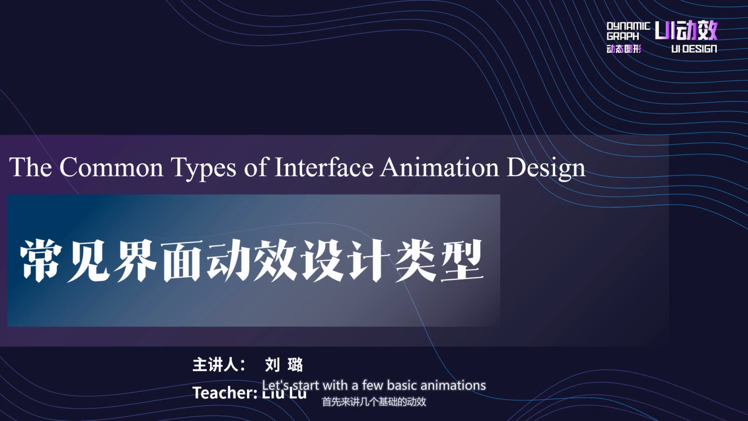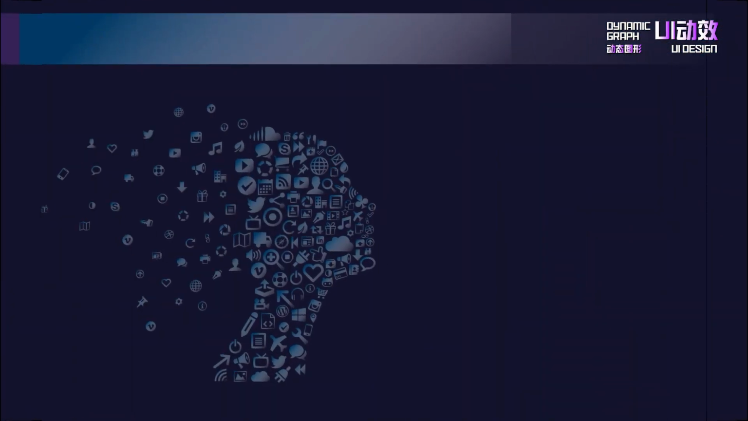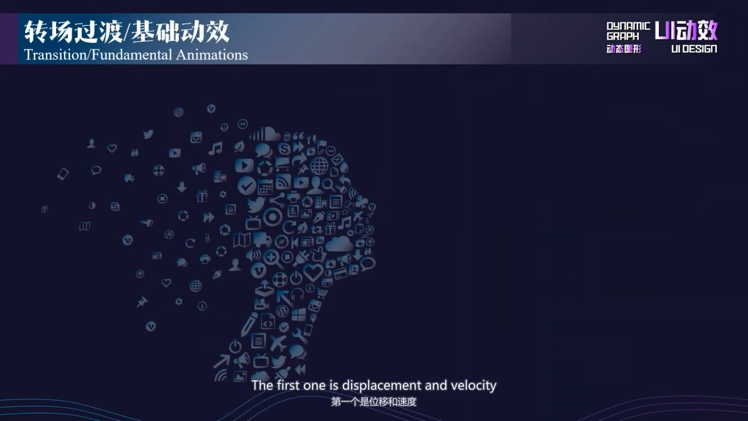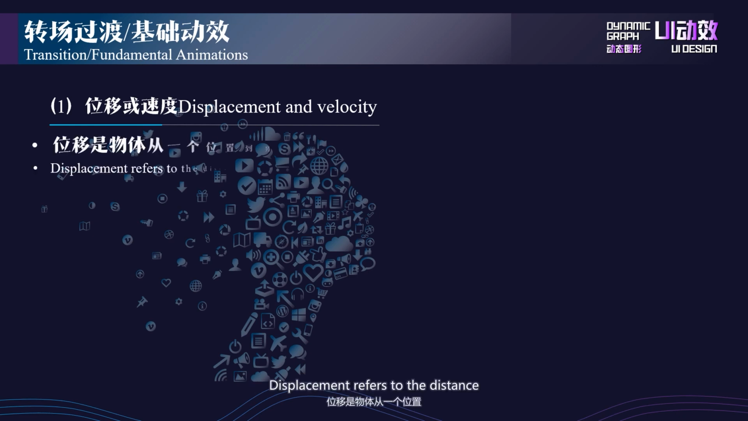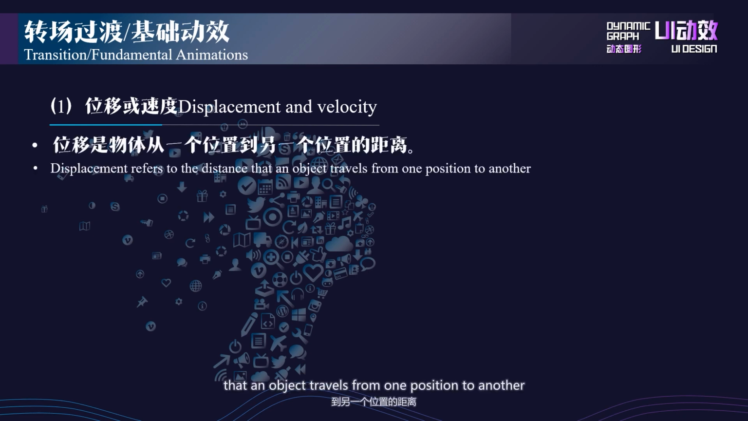Let's start with a few basic animations. They can be used for both element animations and transition animations. The first one is displacement and velocity. Displacement refers to the distance that an object travels from one position to another. In animations, the dynamic effects are generated by the changes in displacement.